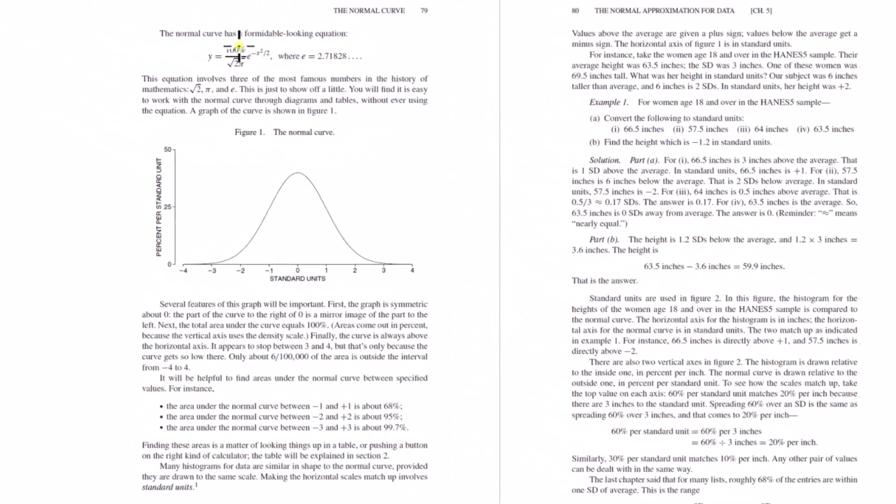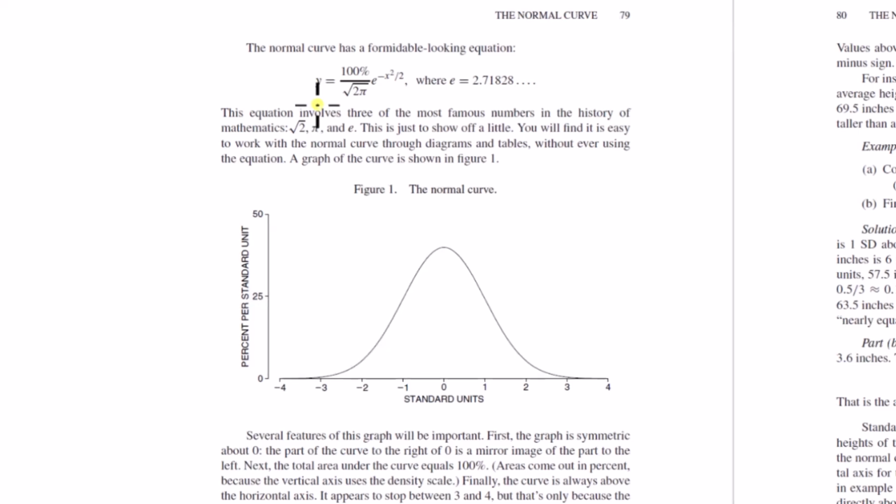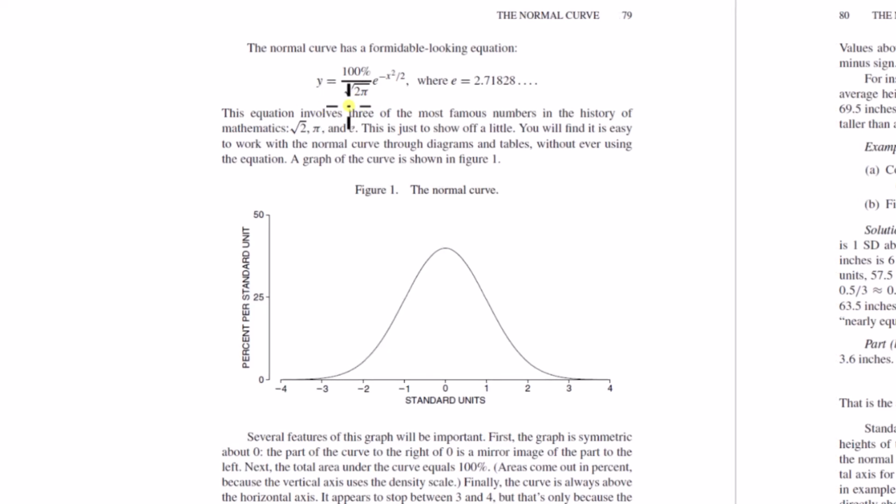The normal curve has a formidable looking equation. Okay, so we know from algebra that with an equation of 2 variables, you can plot that in a plane. Well, if you want to plot the exact normal curve in a Cartesian XY plane, a rectangular coordinate system, this is the formula right here.